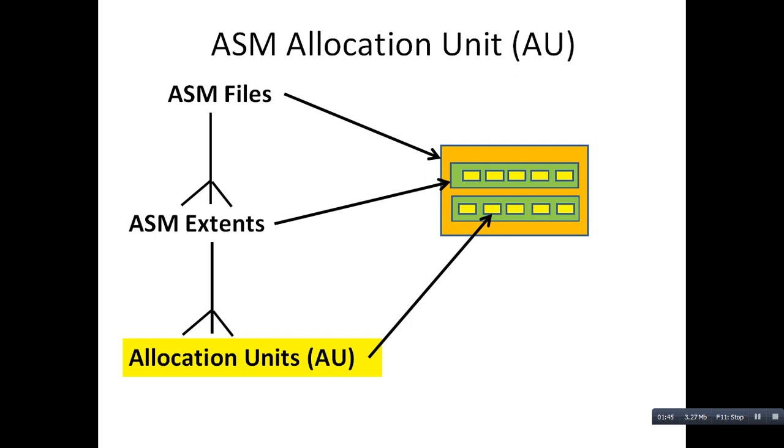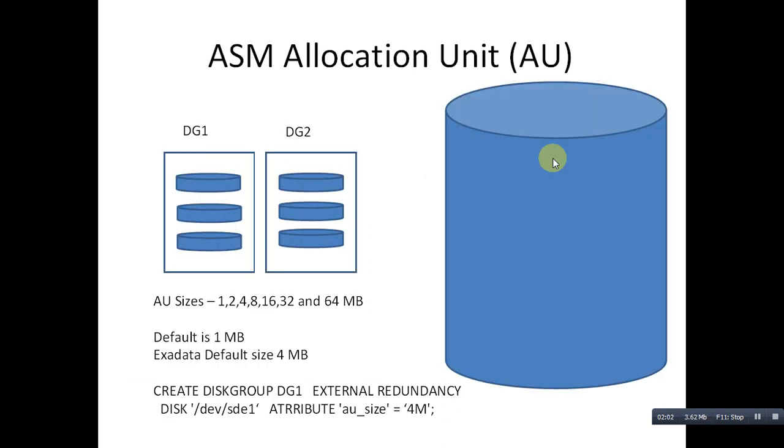From this slide, we can understand that an ASM extent is a collection or a set of allocation units, and similarly the ASM file is a set of ASM extents. Let's start our journey with understanding the allocation unit. We call it AU.